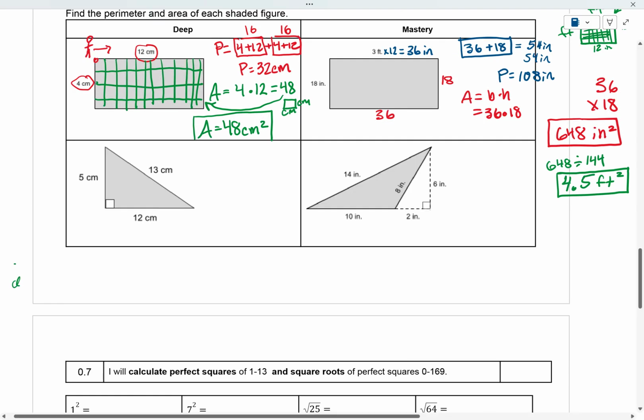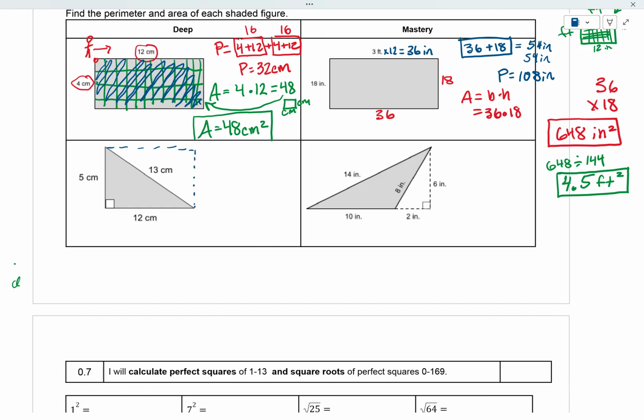Okay, so remember we covered the area of a rectangle with square inch or square centimeter tiles, right? Well, when you see a right triangle, we can imagine that there is a rectangle because we copied and pasted this given triangle to you, okay? And so the rectangle is 12 by 5.